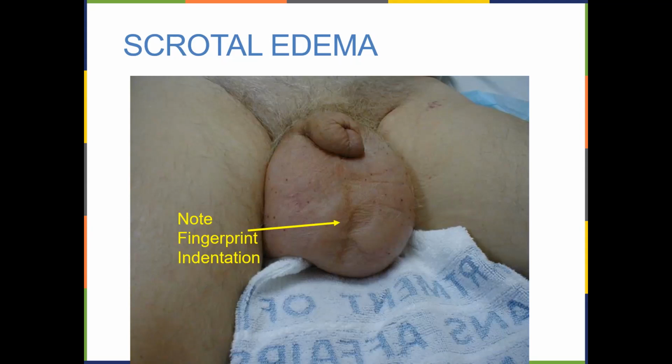The scrotum is so filled with fluid. When a person has significant edema, swelling of their tissue, they have this dimple effect. If you press down on the tissue, you'll leave a dimple with your finger and it won't go away. Normally when you press on your skin and it dimples, it goes away as soon as you take your finger away. Here, it didn't.